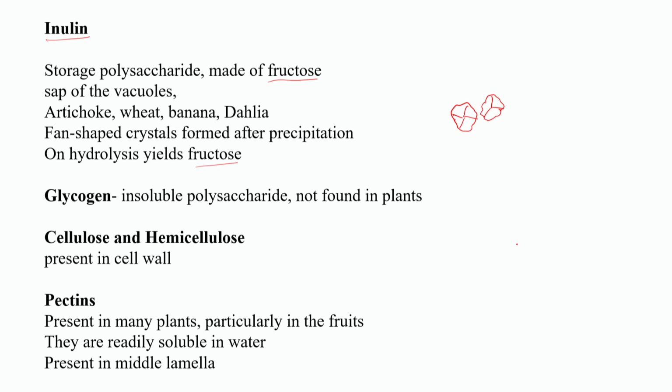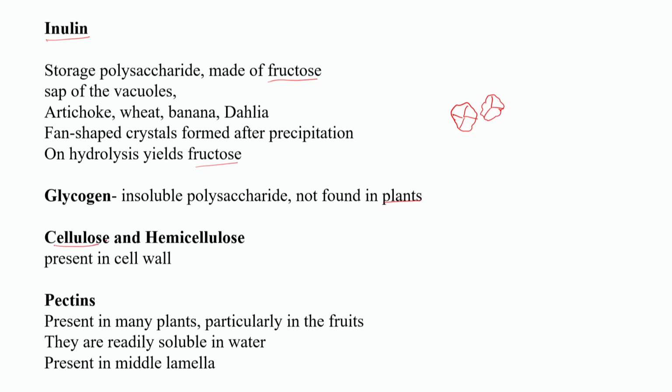The next important one is glycogen. Although it's a very important storage carbohydrate, it is insoluble in water, and it is not found in plants. We all know that glycogen is present in animals and starch is the storage polysaccharide of plants.